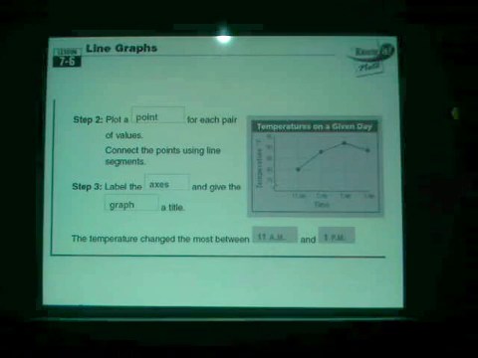Then we'll place a point for each pair of values, connecting the points using line segments, and then we'll label the axes and give the graph a title.